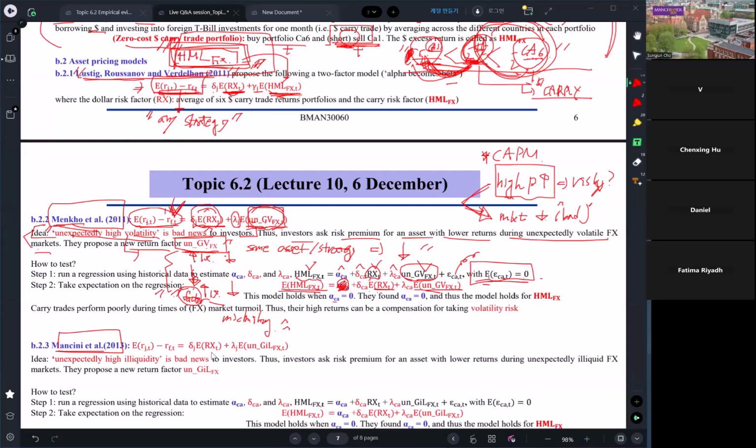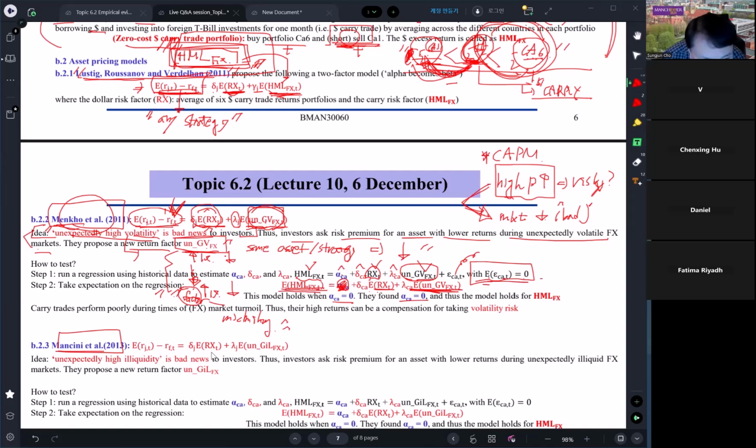So if alpha is equal to 0, then we're going to say that the profitability of the carry trade strategy is explained by this factor. Indeed, they find alpha is equal to 0 in these regressions, and they claim that we have found the economic reason behind this profitability of the carry trade strategy.